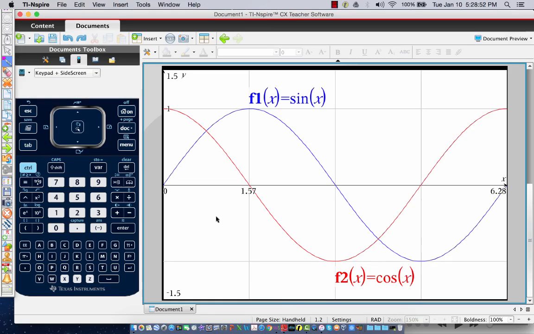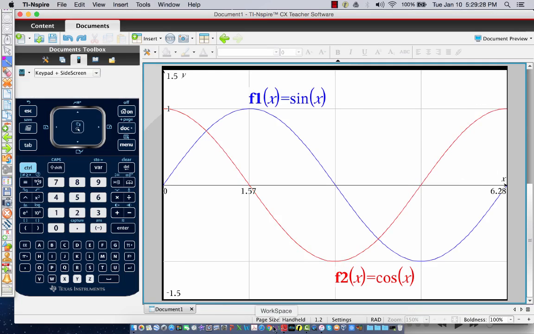Now let's take a look at the basic cosine curve before we move forward. Cosine at 0 begins at 1, so that's its max. Its min occurs at pi. Cosine of pi is negative 1, and then back at 2 pi, it is 1 again. That should make sense because the cosine of 0 is 1, the cosine of pi over 2 is 0, the cosine of pi is negative 1, the cosine of 3 pi over 2 is 0, and the cosine of 2 pi is 1.